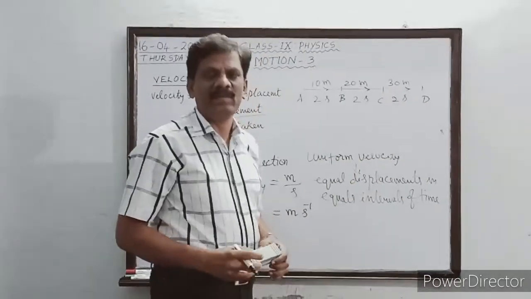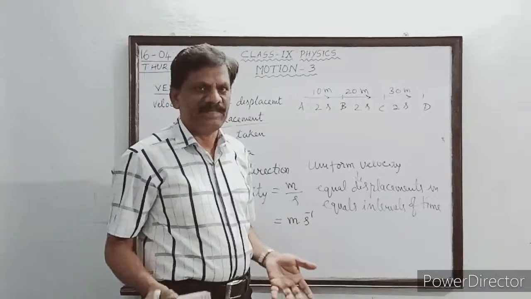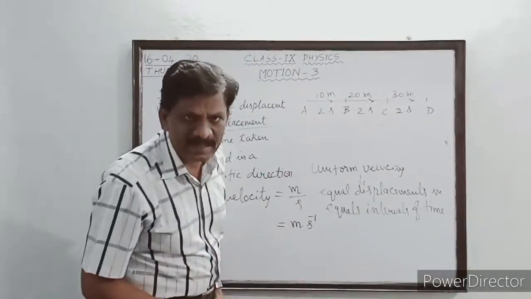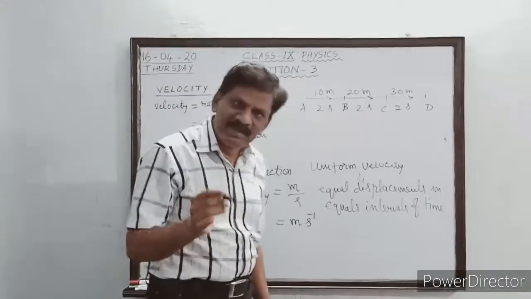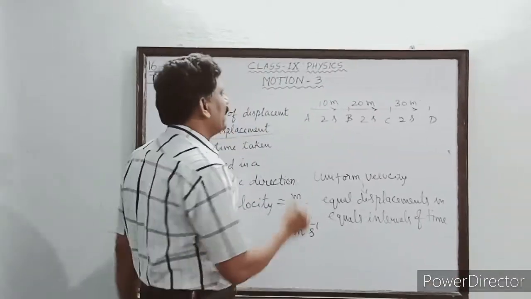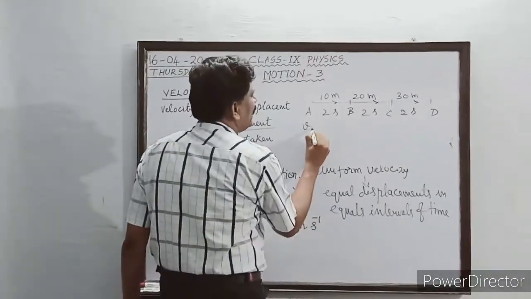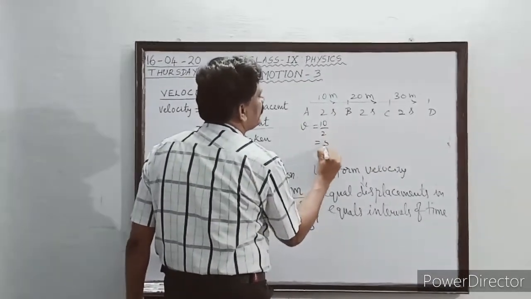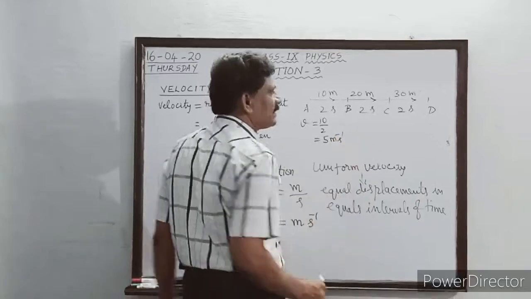The time taken by a body remains the same. So between A and B, what should be the velocity, you tell me? Yes, it is 10 by 2. Good, that is 5 meter per second. So velocity is equal to 10 by 2, which is equal to 5 meters per second.